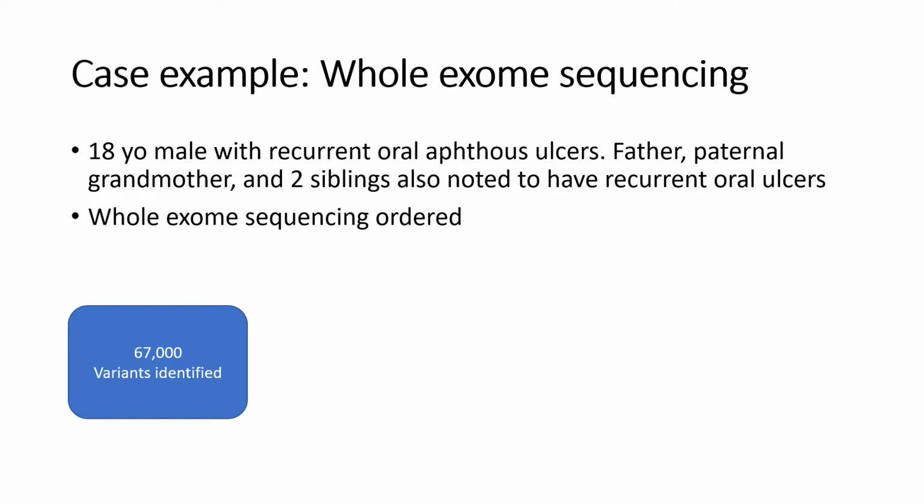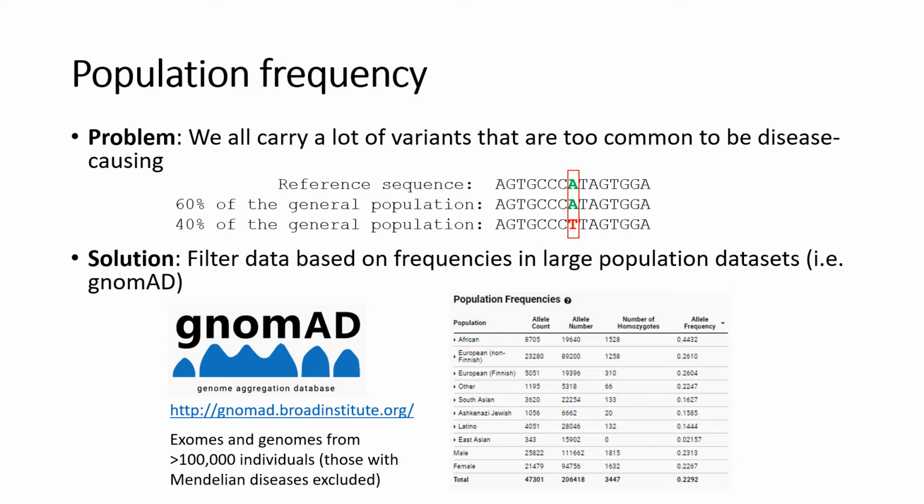Here we have an 18-year-old male that had recurrent oral ulcers, and an exome sequencing was ordered. Notably, this patient also had a strong family history of these recurrent oral ulcers, so there was some suspicion that this was a genetic defect. The first step you might take to try to narrow down the scope of variants from the 67,000 that were identified is, as I've mentioned already, use a population frequency cutoff.